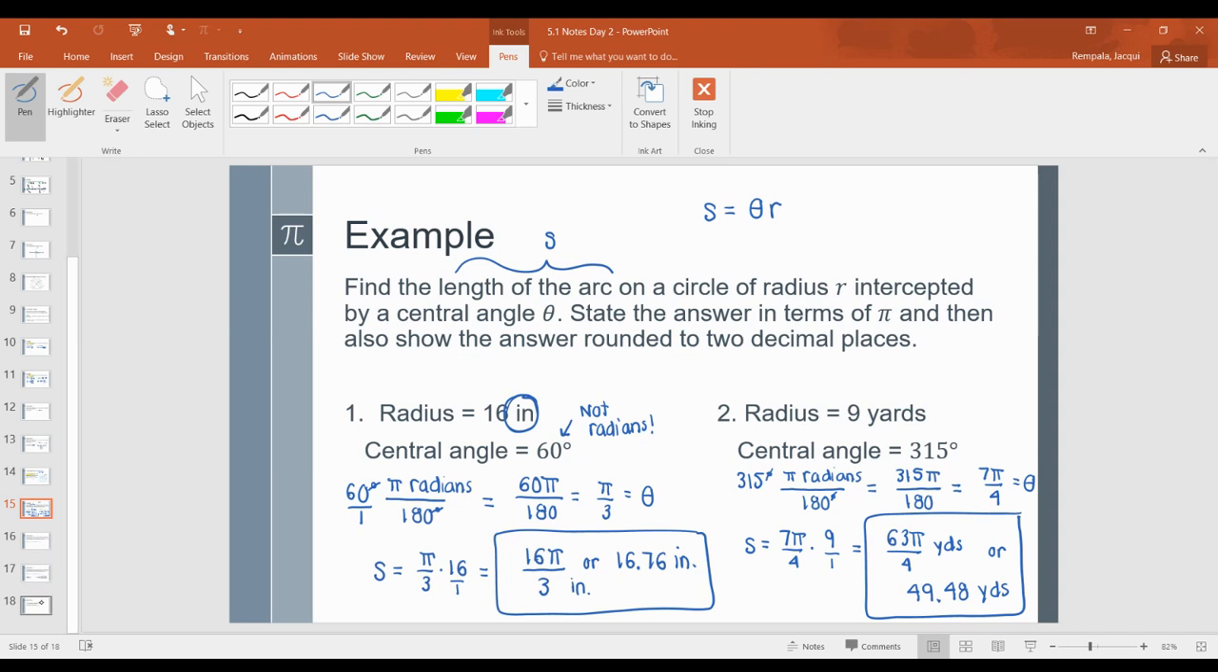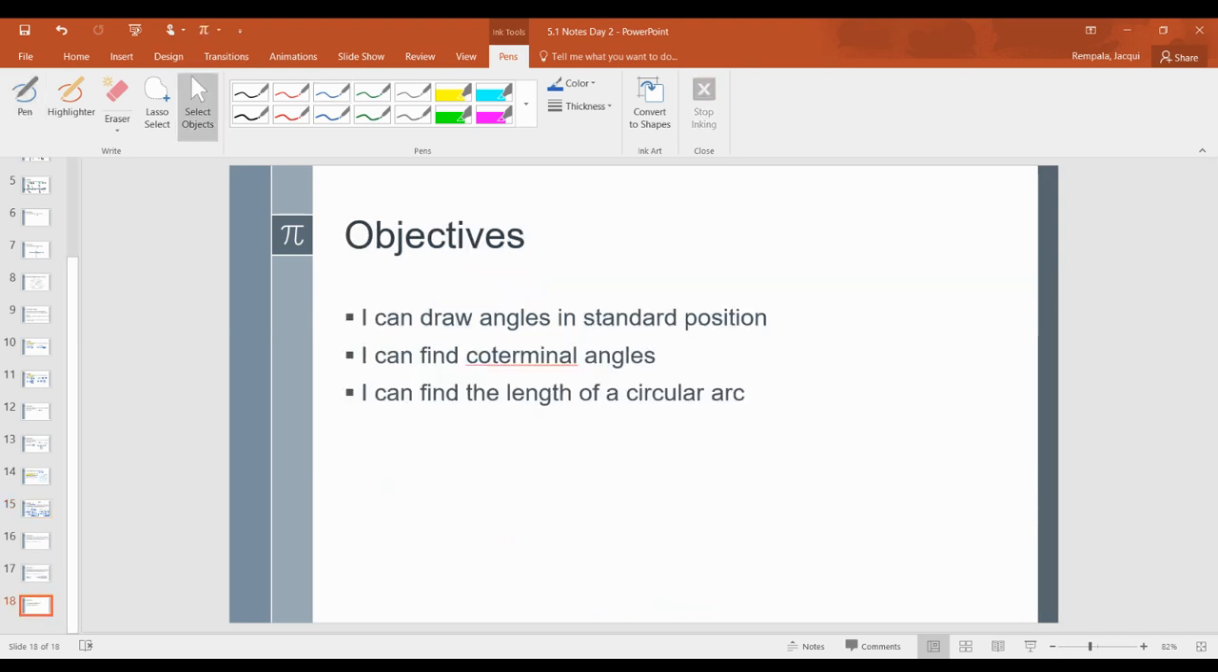Okay? So that's us drawing angles in standard position, finding coterminal angles, and finding length of a circular arc.